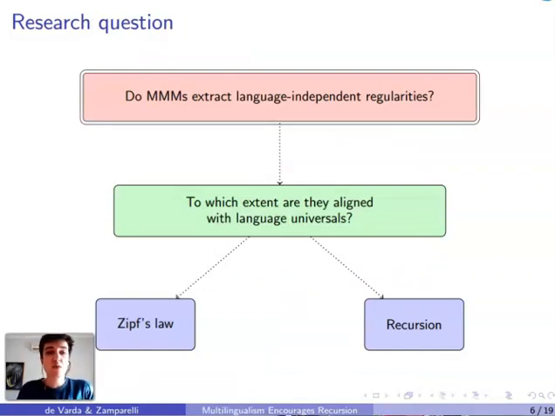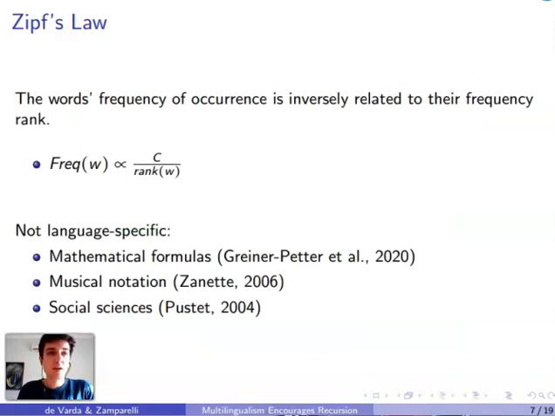So in the study, we ask whether these models extract language-independent regularities from the input they are fed with, and in particular, to which extent these regularities are aligned with language universals. We focus in particular on Zipf's law and on recursion. Zipf's law states that a word's frequency of occurrence is inversely related to its frequency rank. However, this law is not language specific, as it has been found in different human-created systems, such as mathematical formulas, musical notation, and the social sciences in general.